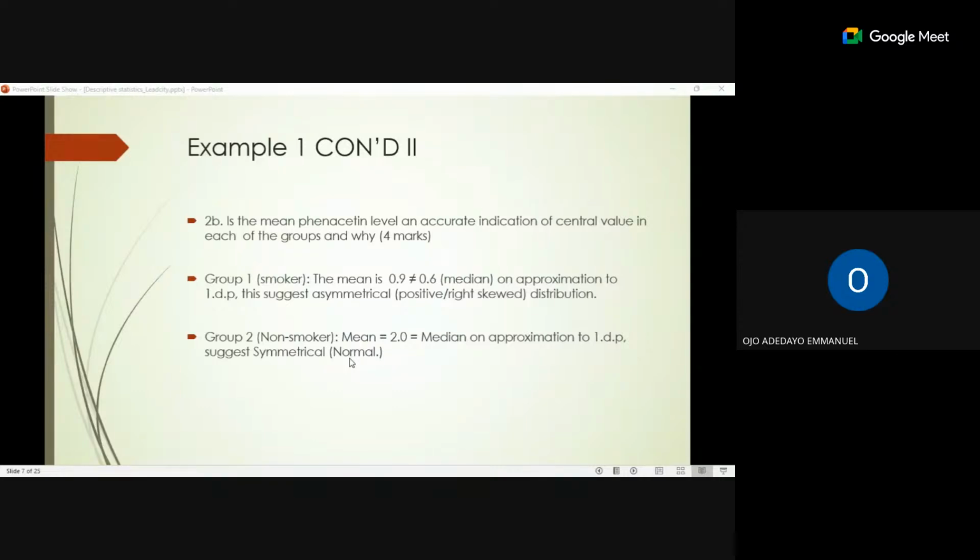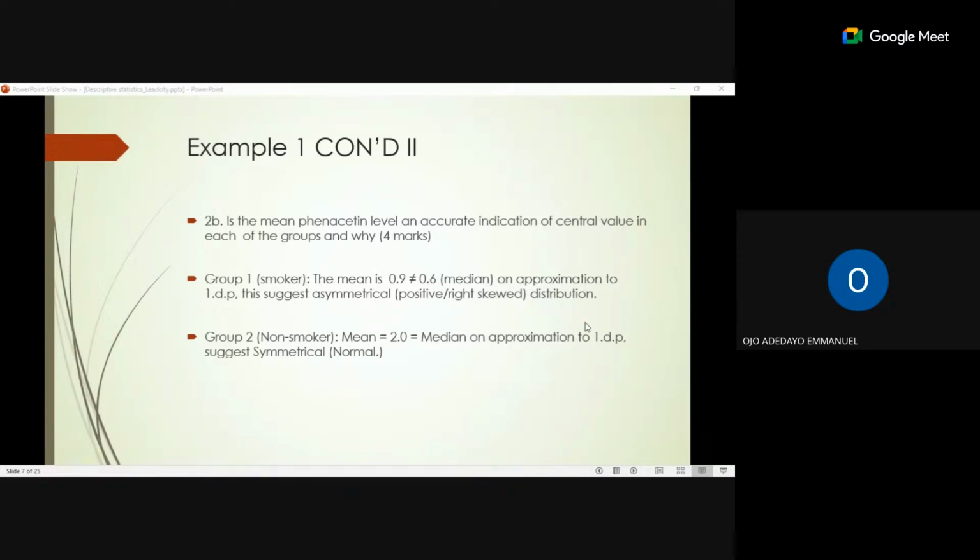You are going to check the value of your mean and then the value of your median. Immediately the value of the mean is equal to the value of the median, that means that the data is normally distributed. Please note that it's very, very important. But if your mean is not equal to the median, the data is not normally distributed. That means that it is not symmetric, so we call it asymmetric.